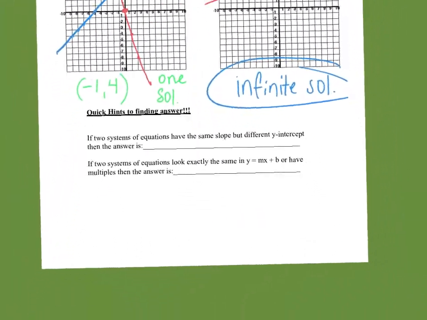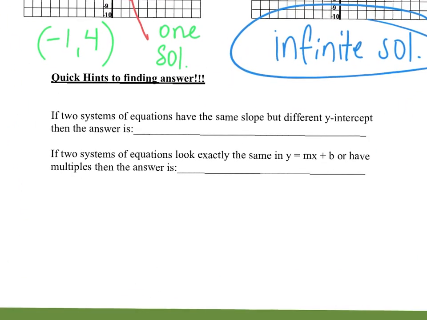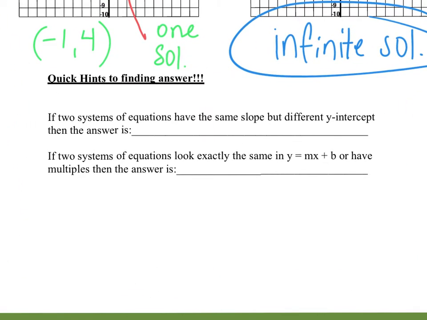Okay. Then down here, we got just some little quick hints that we've kind of already talked about. If you're just looking at the equations, if two sets of equations have the same slope, but they have a different y-intercept, then what's the answer? They're parallel, right? Which means that they are no solution. So parallel means same slope, but different y-intercept.